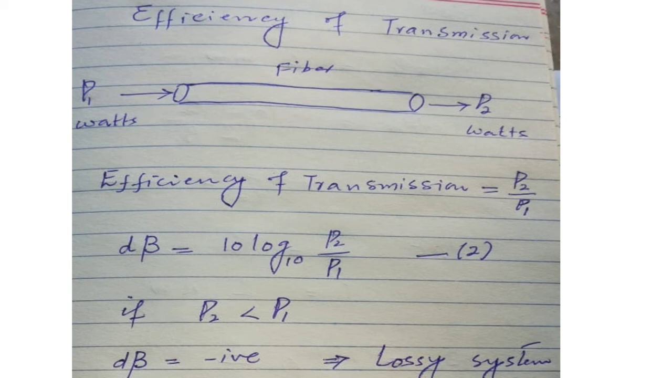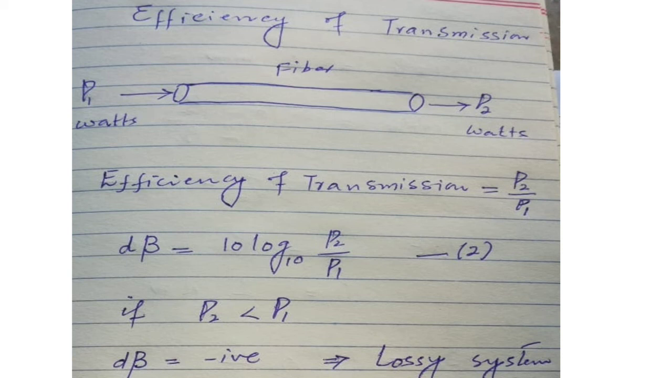Usually we calculate the transmission efficiency in decibel, that is in dB. So if we want to calculate the decibel value of this efficiency, the dB value of this efficiency will be equal to 10 log of P2 by P1, which is given in equation number 2. So we can calculate the transmission efficiency of this system in decibel with the help of equation number 2.